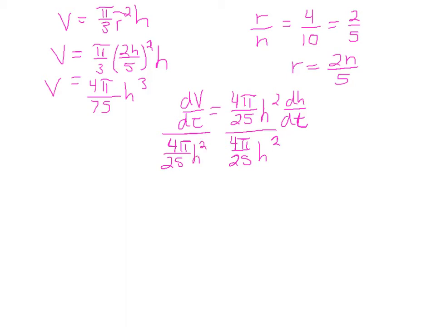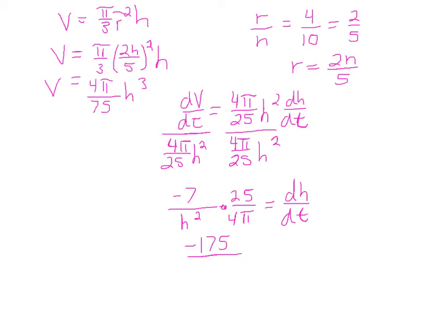And we know that dV/dt is negative 7. So we end up with negative 7 over h squared. And to simplify it, we can multiply that by the reciprocal, which would be 25 over 4 pi. And that gives us dh/dt. So we have negative 175 over 4 pi h squared.